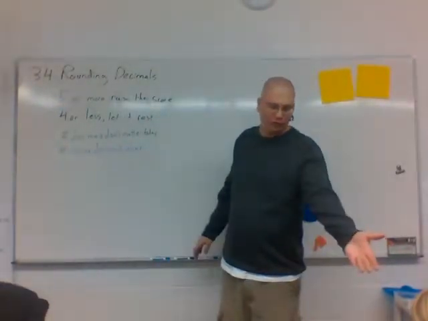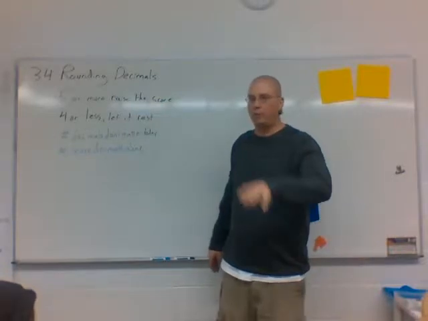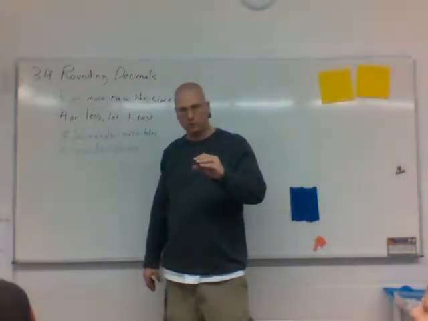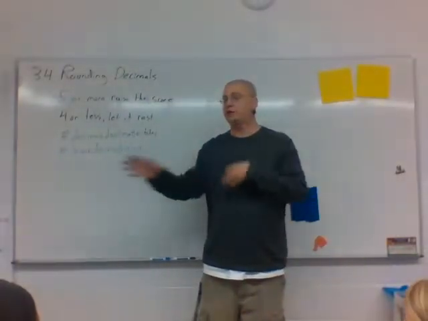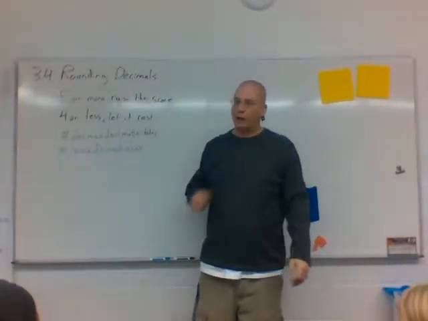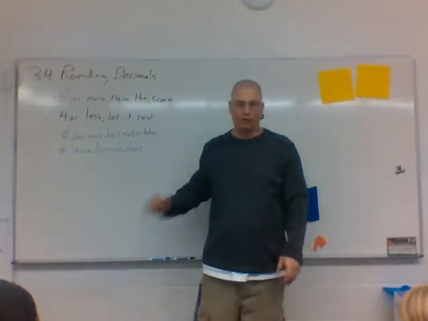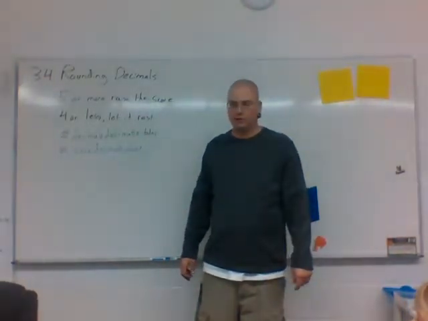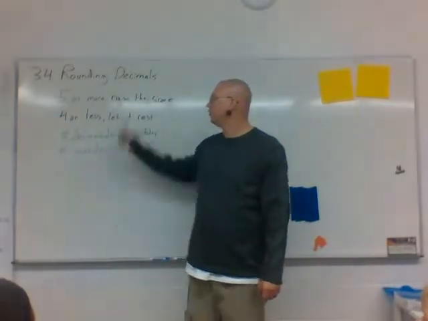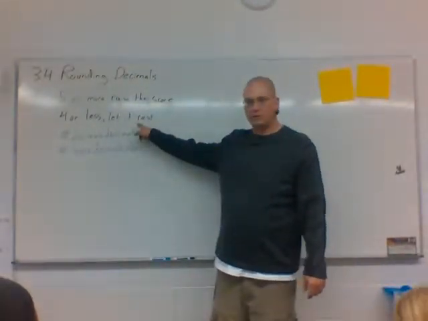Would you like to read the old rhyme for us? How do we remember what the rules are? Because remember, estimation is like rounding, but we just make the numbers work for us. We change them till they work for us. In rounding, we've got a really specific set of rules. You want to read our set of rules for us? Got to be loud for camera, though. 3.4 rounding decimals. 5 or more, raise the score. 4 or less, let it rest.